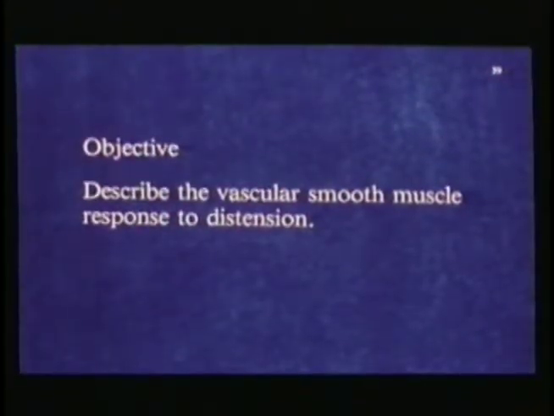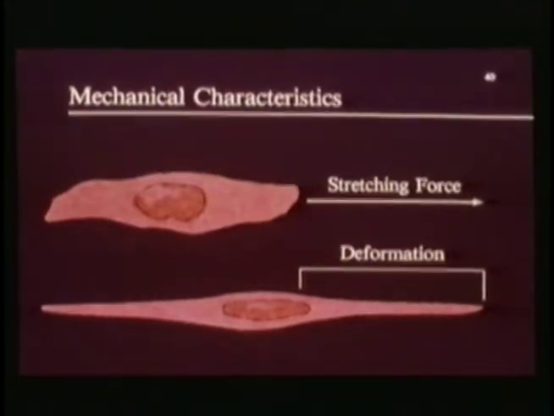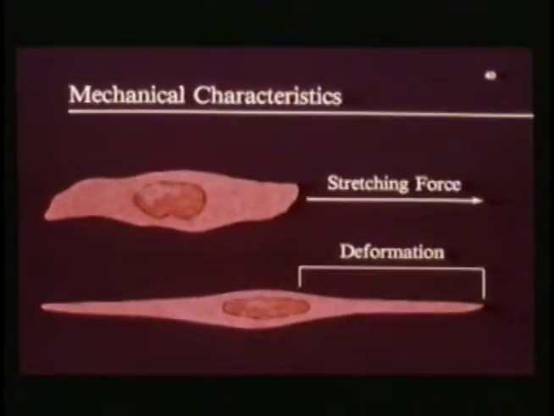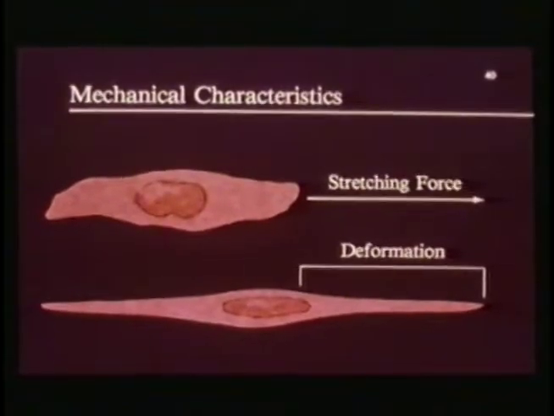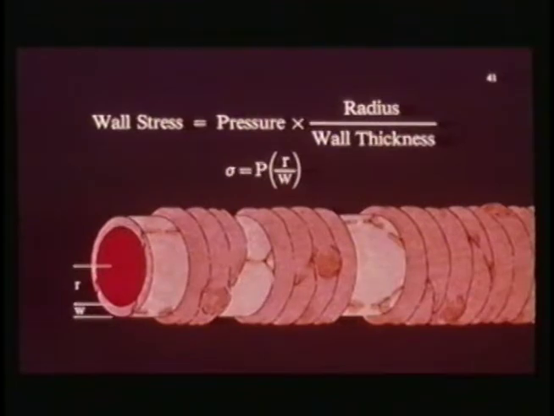39. Your last objective is to be able to describe the vascular smooth muscle response to distension. 40. The special mechanical characteristics of the smooth muscle determine to a great extent how the vessels are influenced by pressure and changes in pressure. By mechanical characteristics, we mean the relation between stretching forces applied to the vascular smooth muscle cell and the degree of deformation induced.